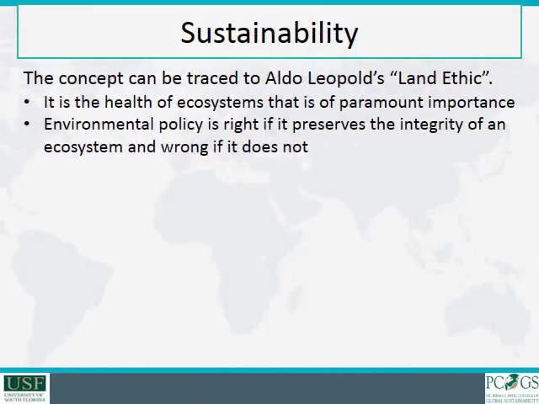The final category is sustainability, and sustainability means many different things to many different people. The concept can be traced back to Aldo Leopold's land ethic idea, where he argued that it is the health of an ecosystem that is of paramount importance, and that environmental policy is right if it preserves the integrity of an ecosystem, and basically wrong if it does not.